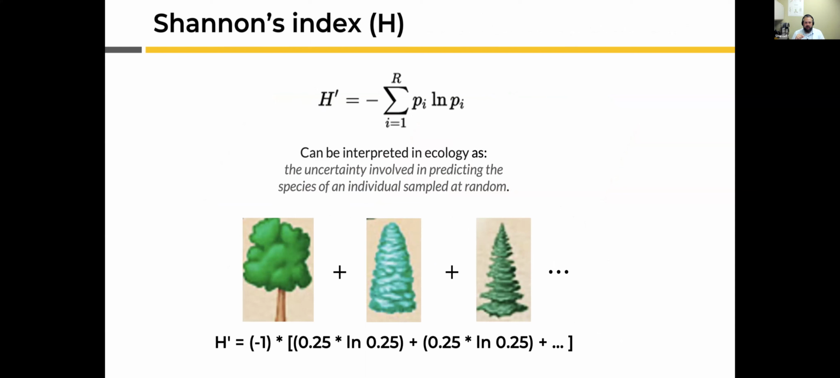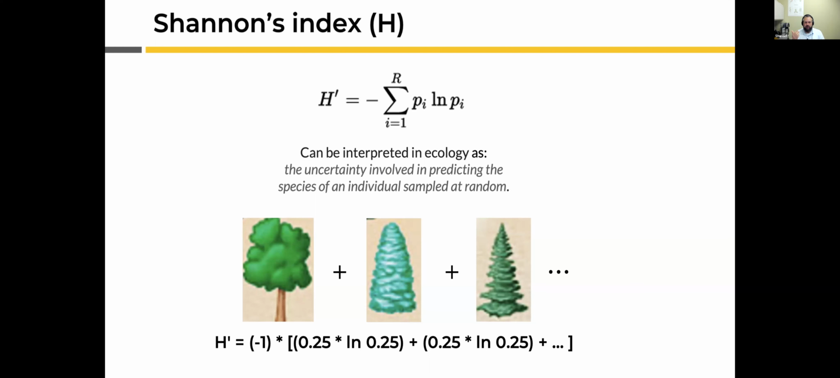Shannon's index is one of the more commonly used in ecology and even microbial ecology. It has some issues, as others do, but one of its benefits is that it's very easy to interpret and very easy to calculate. So the P here in the equation are proportions, or relative abundance.